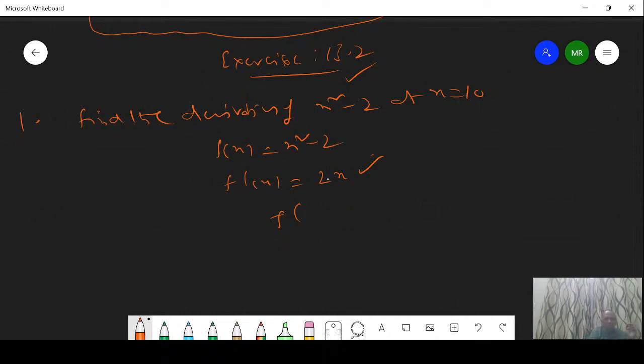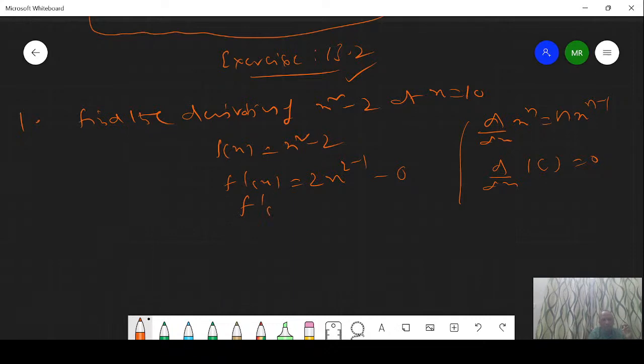We learned the x power n formula: d by dx of x power n is n into x power n minus 1. And d by dx of a constant is 0. Use this formula here. This will be 2 into x power 2 minus 1, constant is 0. Correct? Now f dash of x is equal to 2x. They are asking at x equal to 10. So f dash of 10 equal to 2 into 10, the answer will be 20. Am I right? It gives 20.